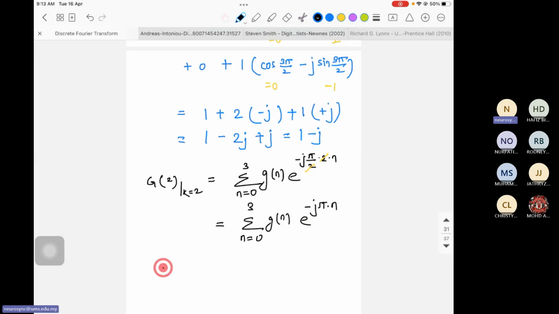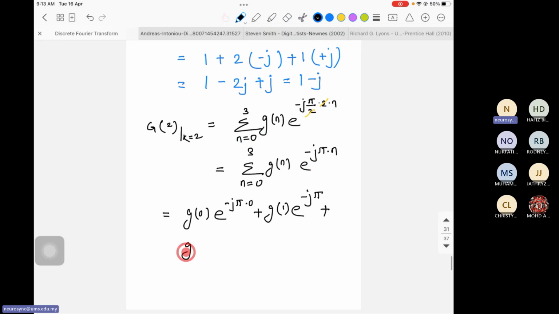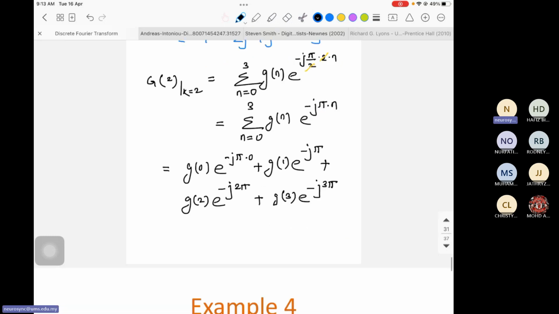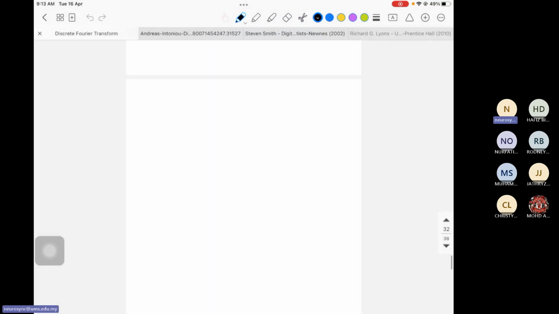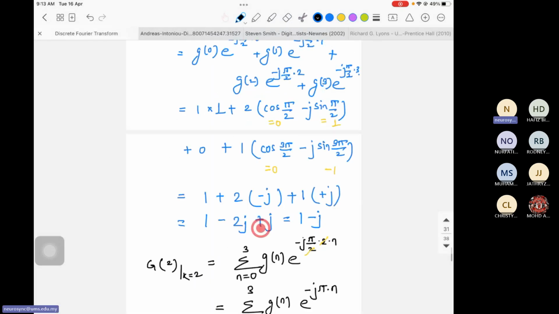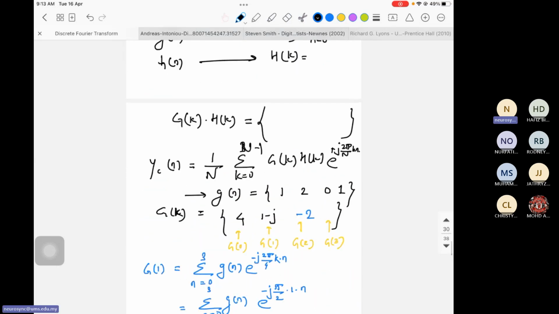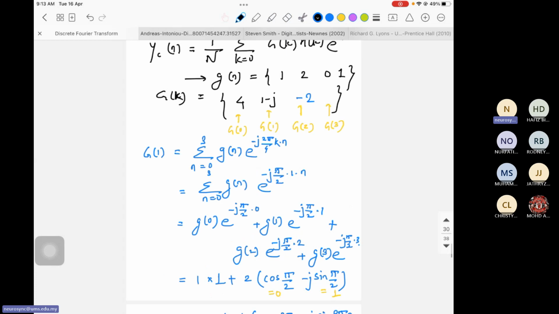Okay. So if you expand this, this is g of 0 into e to the power minus j pi into 0 plus g of 1 e to the power minus j pi plus g of 2 e to the power minus j 2 pi plus g of 3 e to the power minus j 3 pi. Okay, this is equal to what? G of 0 value is what? G of 0 from the given sequence, it is 1. Okay, 1 2 0 1 now.